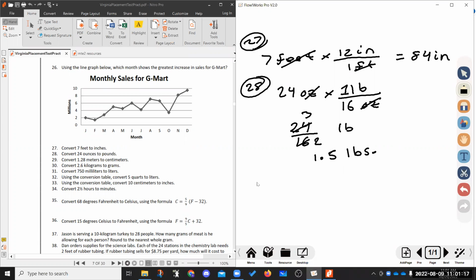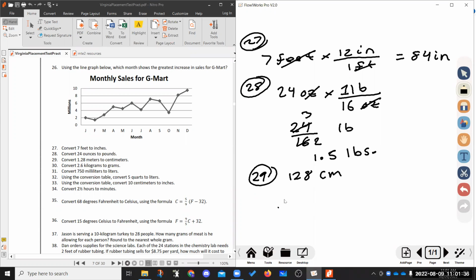29 asks us to convert meters to centimeters. Well, that's just changing it by a power of 10. So we're going to move it 2 decimal places to the right. That's going to be 128 centimeters.